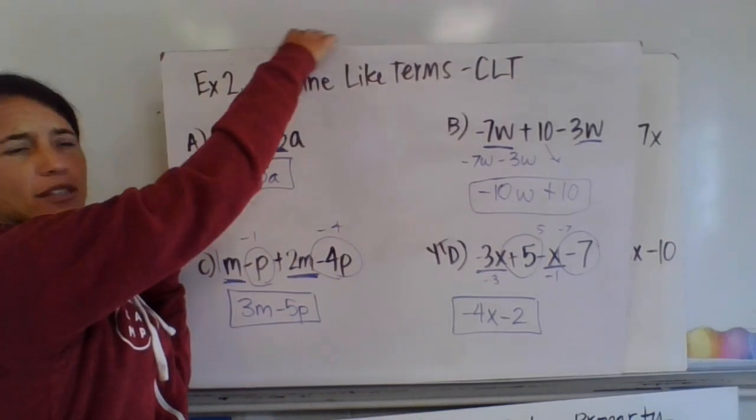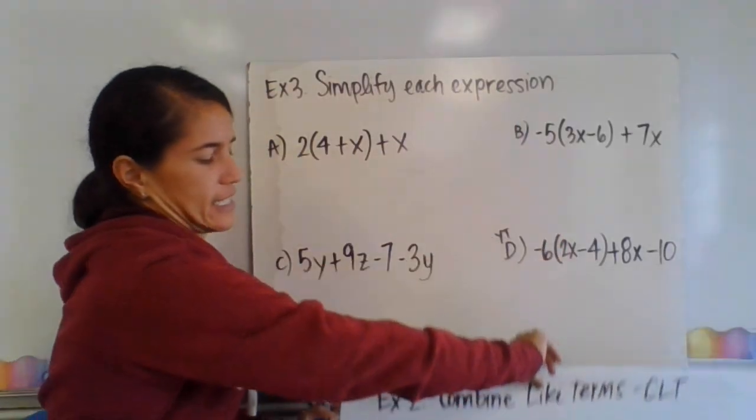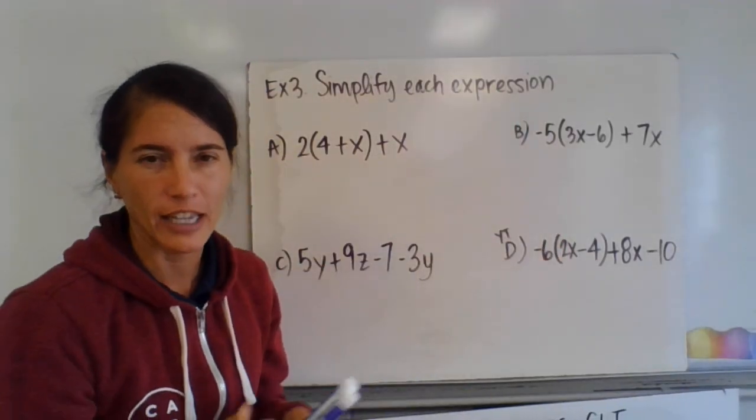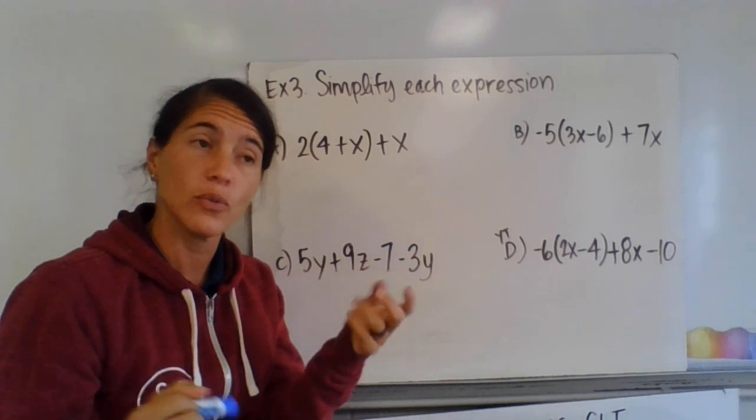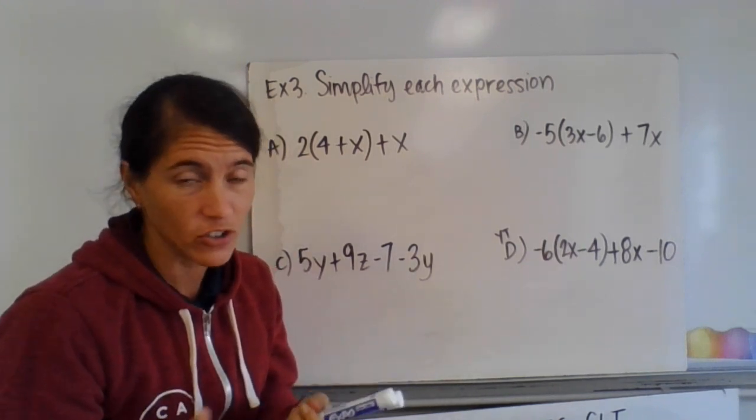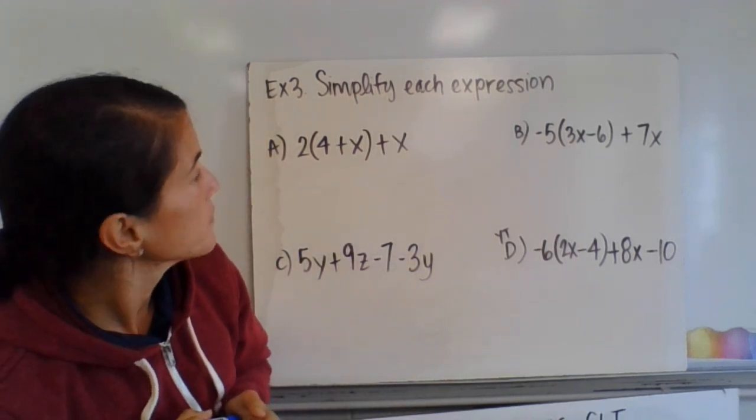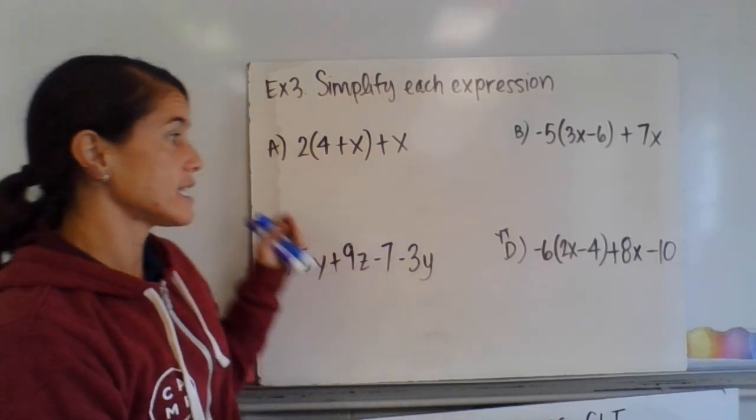Unfortunately, with combining like terms and the distributive property, it's not like equations where you can just plug it in and check it, but you can undo your distributive property, which is called factoring, if you wanted to check it that way.